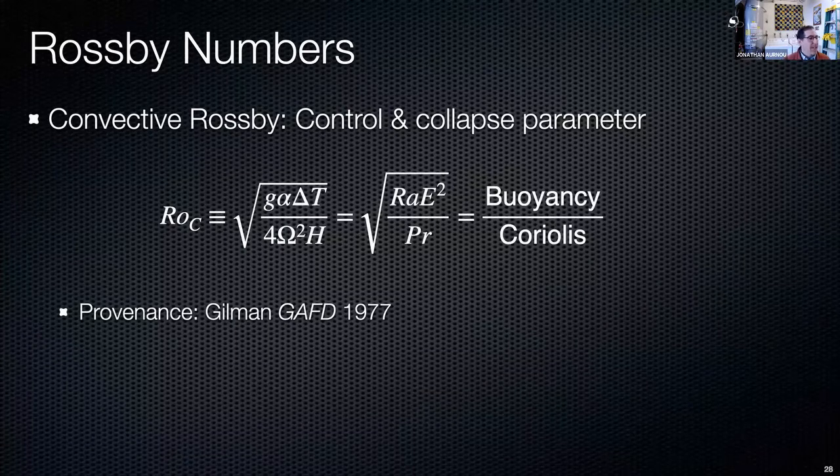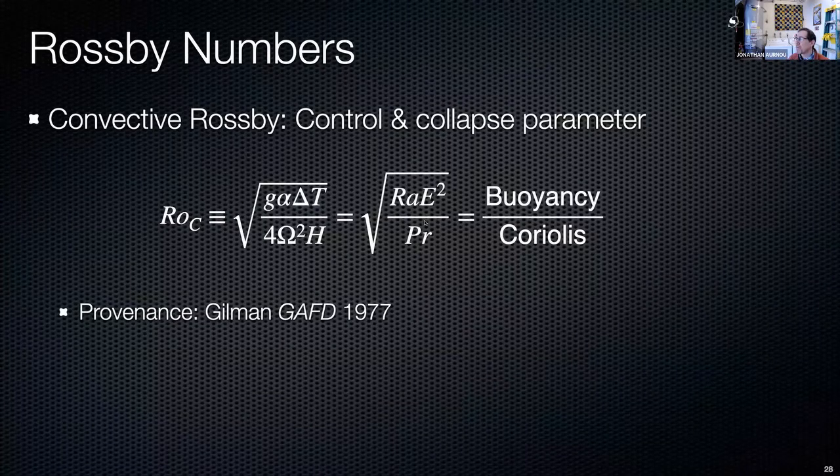But there is this nice parameter. I'm just going to go through this because it shows up so many times. It's the square root of g alpha delta T, where alpha is the thermal expansivity, g is gravity, delta T is the temperature difference across our layer, over 4 omega squared H. And we can rewrite that group as Rayleigh times Ekman squared over Prandtl, the whole thing to the 1/2. And that is an estimate of large scale buoyancy over Coriolis, or that's been the claim since the time of Gilman in his 1977 paper, where I think he first derived this.